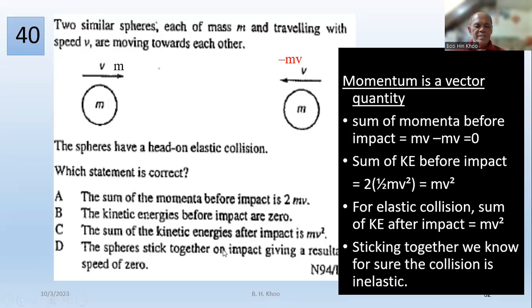The spheres stick together on impact, giving a resultant speed of 0. Sticking together, we know for sure that the collision is inelastic. The answer is C.